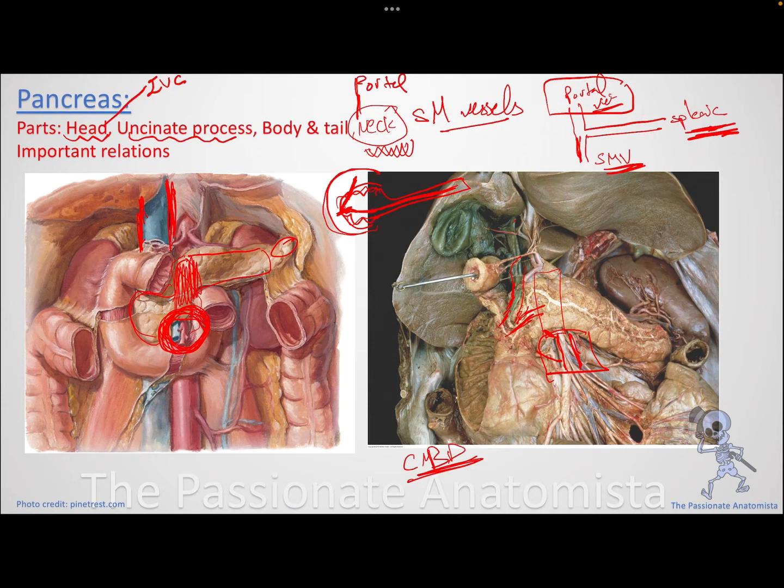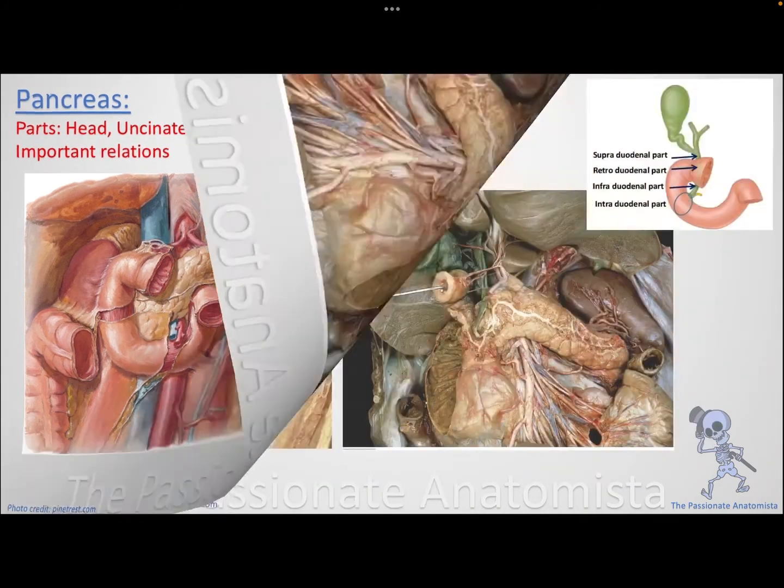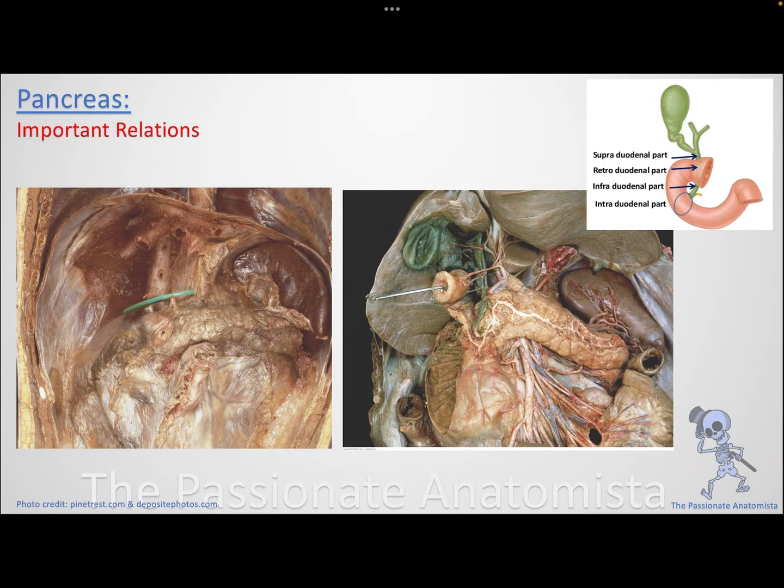All right, and that is a picture showing the union of common hepatic duct with the cystic duct to form the common bile duct, and then the common bile duct unites with the pancreatic duct within the wall of second part of duodenum to form the ampulla of Vater. All right, we're going to talk about that in more details in the duodenum.